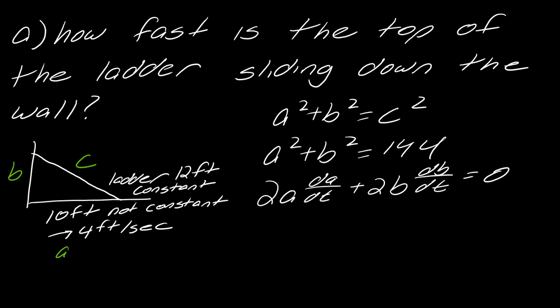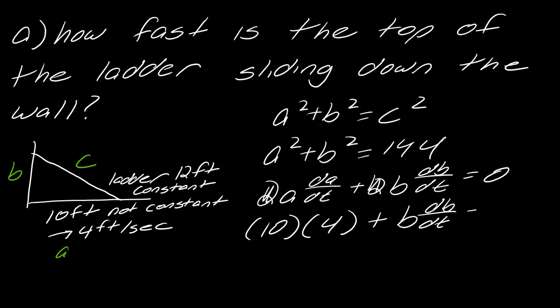So now, let's see if I've got enough to work with this. So I know that we are talking about being 10 feet away from the house. Oh, I can also divide this whole equation by 2. So why don't I just rewrite this, we'll get rid of these 2's. So for the A, I'm going to plug in the 10. And we know that this is sliding at a rate of 4 feet a second. Now we have some other issues here. What do I do with this B and this dB/dt?